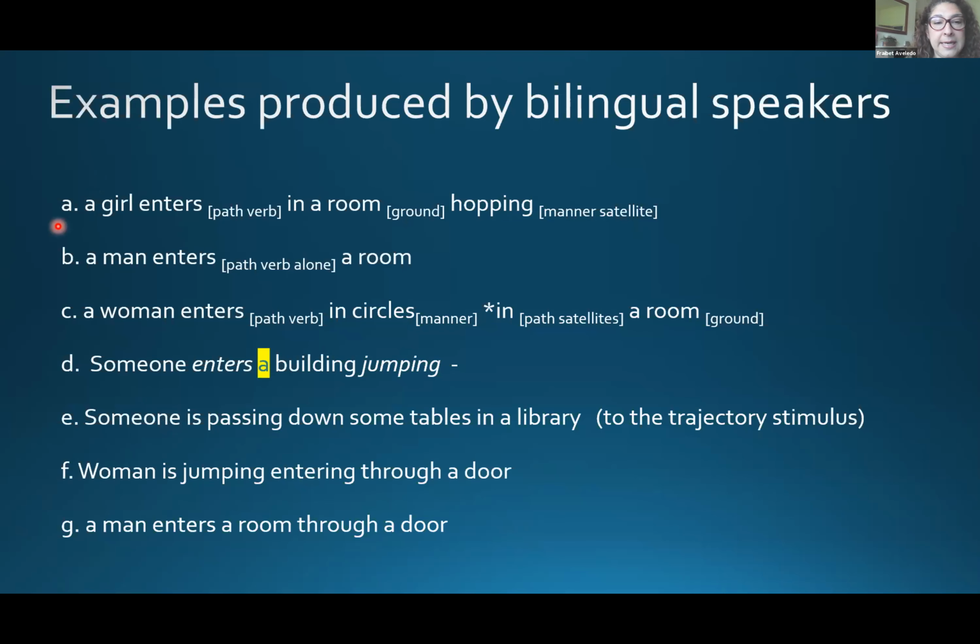This is, of course, a typical Spanish construal: a girl enters in a room hopping. A man enters a room. But then we have this: a man enters in circles in a room. Number E is very interesting because this is the production of a sentence in a trajectory stimulus. Someone is passing down some tables in the library. This number F is also very interesting. A woman is jumping, entering through a door.